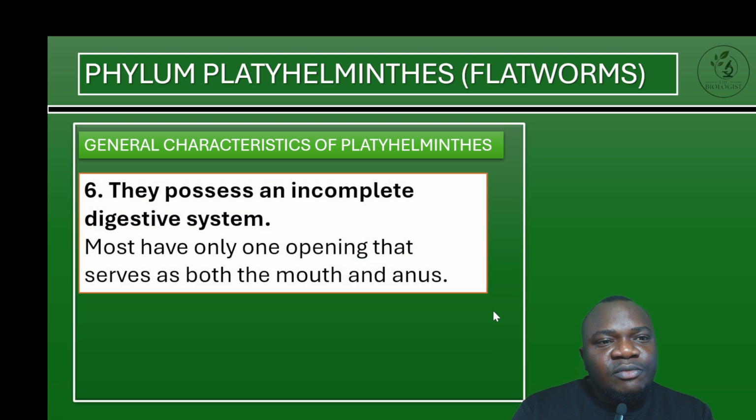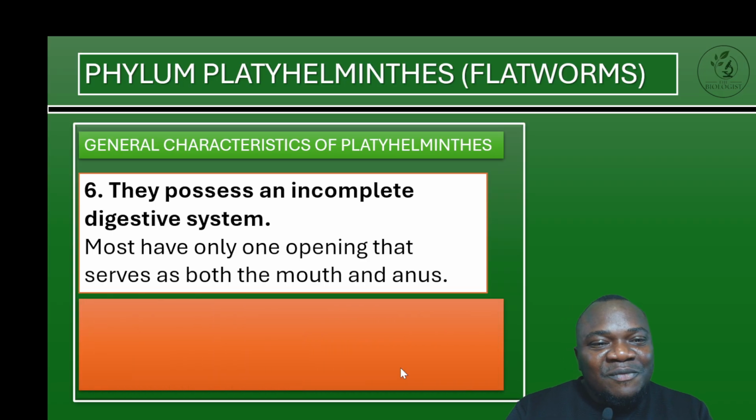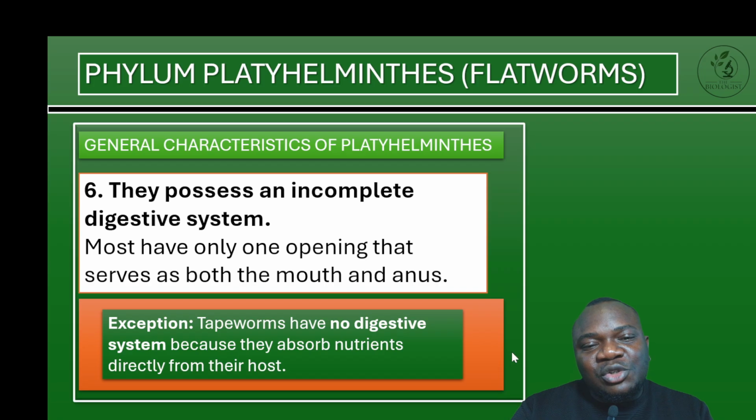Okay, so they possess an incomplete digestive system. Most have just one opening, and this opening serves as both the mouth and the anus. Okay, so through the mouth they feed, and through the anus they remove waste, and you can see how disgusting that is. All right, but there's an exception in tapeworms. Tapeworms have no digestive system because they absorb nutrients directly from the host.